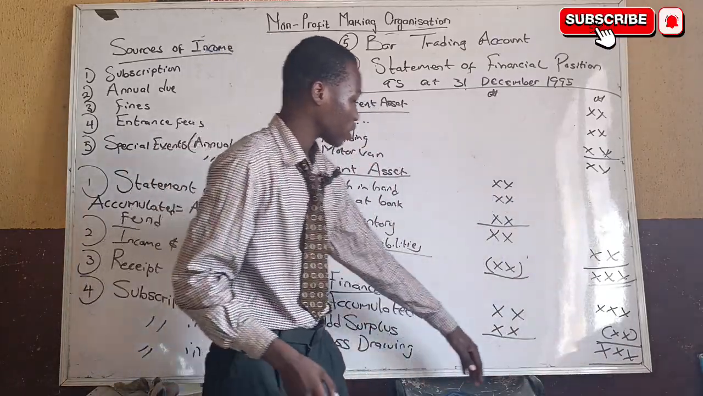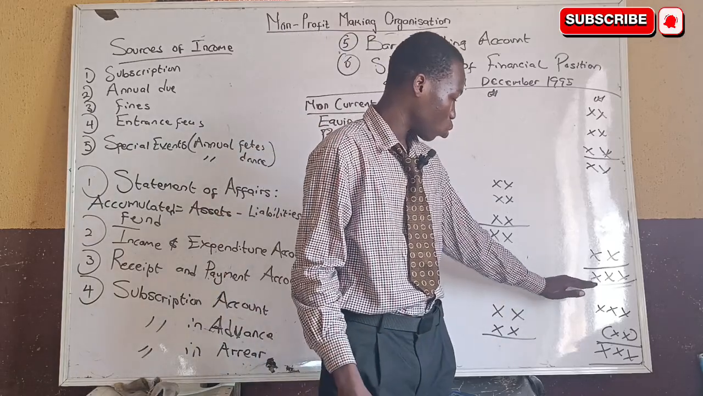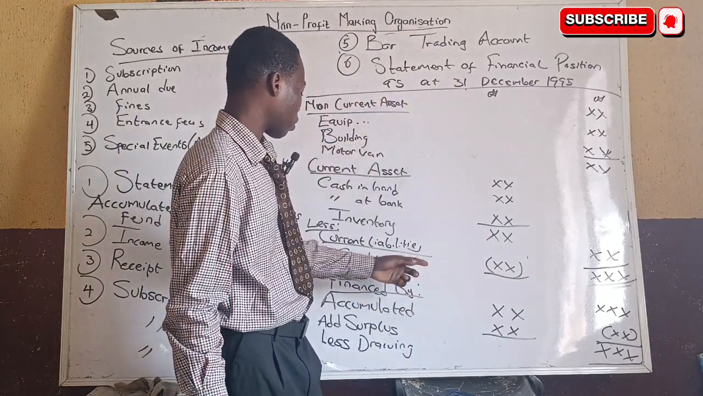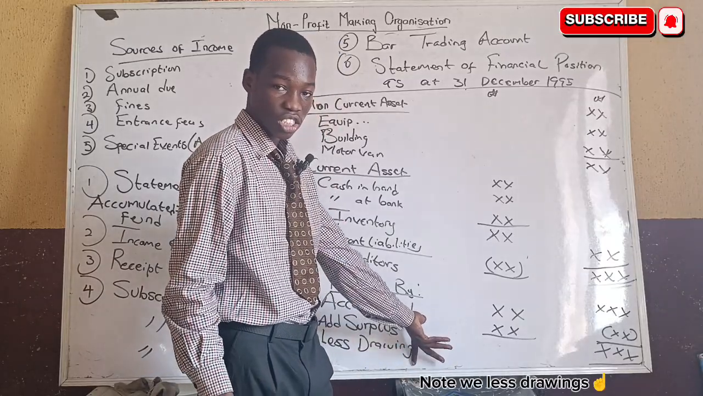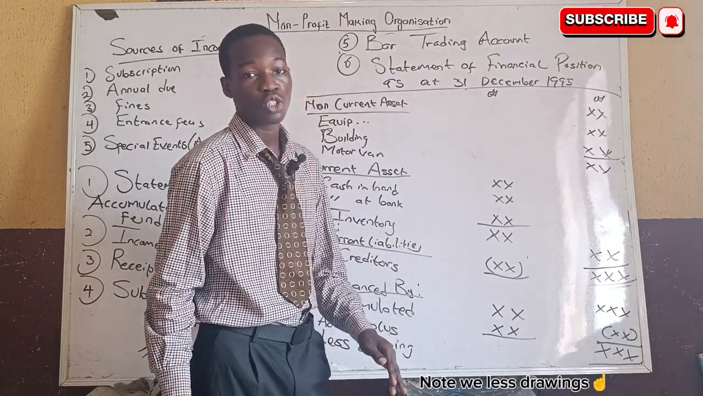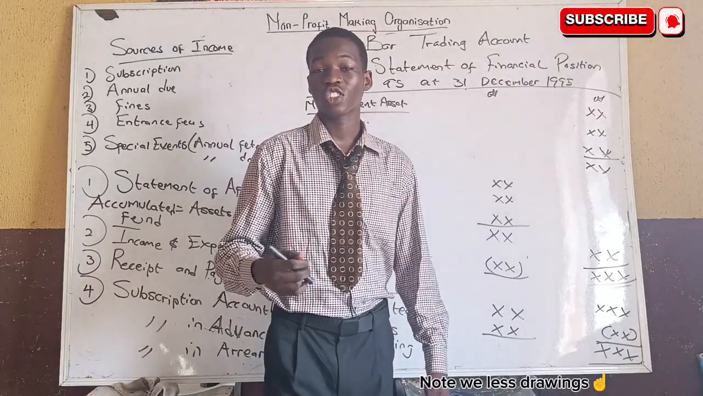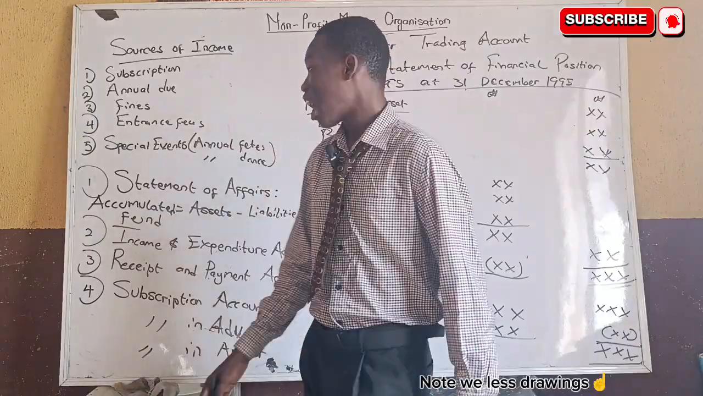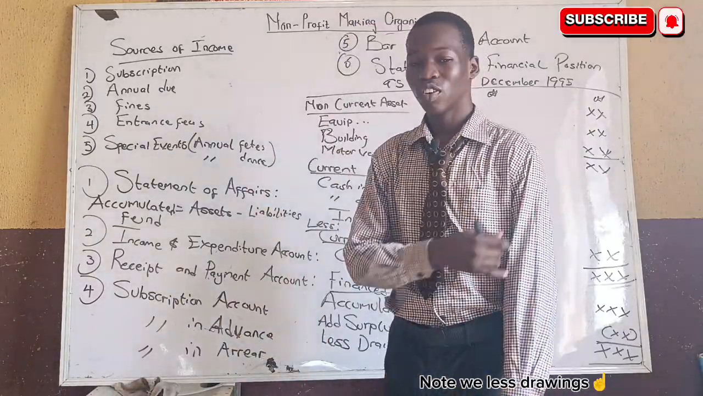So the amount you get, which you use to finance, must be equal to the amount you got here. That is, don't forget, non-current asset plus current assets minus current liabilities is equal to your equity. This is our equity, the amount we use to finance it, and that is all. So this is just an introduction to not-for-profit making organization. I have looked at all the necessary things you need to know under not-for-profit making organization.